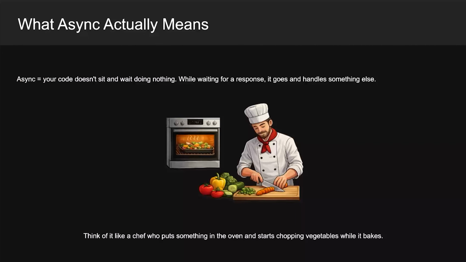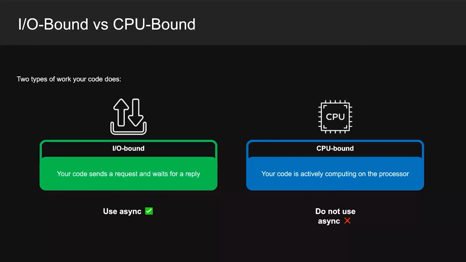Here's the simplest way to think about async. Look at the chef on the screen. He put a dish in the oven. He has two choices: stand in front of it doing nothing, or go chop vegetables while it bakes. Async is the second chef. While your code is waiting for a response from an external service, it goes and handles something else instead of sitting idle. That's really all async is. Not magic, just not wasting wait time. Now here's the key question. When does async actually help?